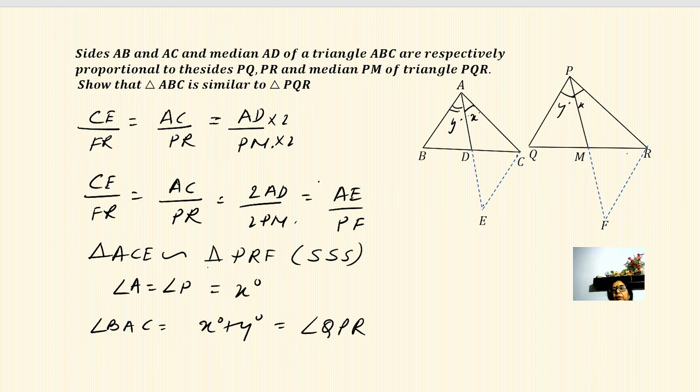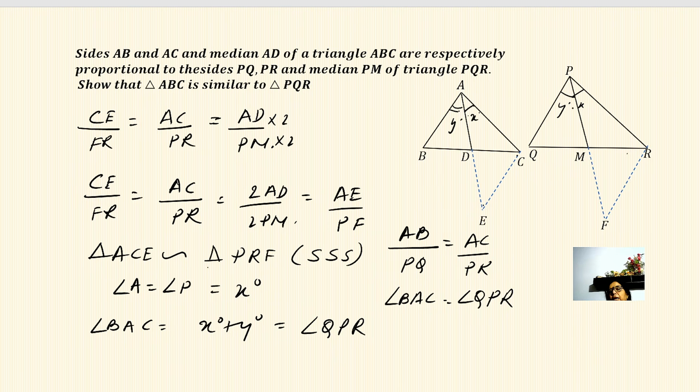Now if we go back to the relation that we were given, AB by PQ is equal to AC by PR, and now we get these two vertical angles equal, that is angle BAC is equal to angle QPR. So now the big triangles ABC and PQR become similar by SAS criteria.